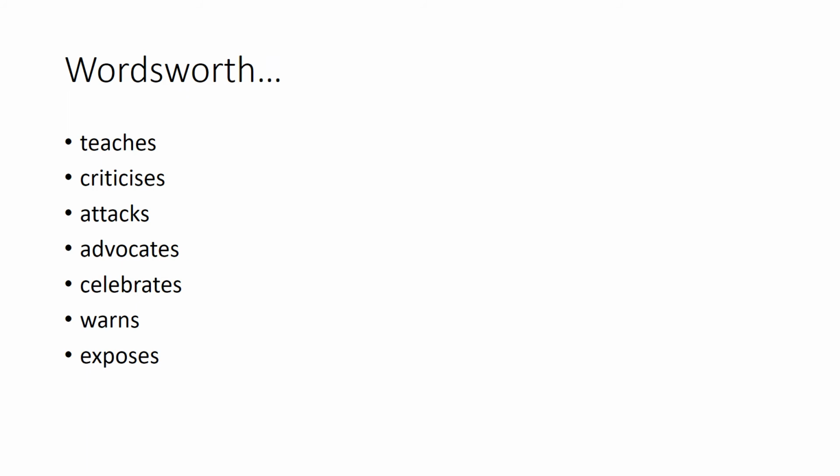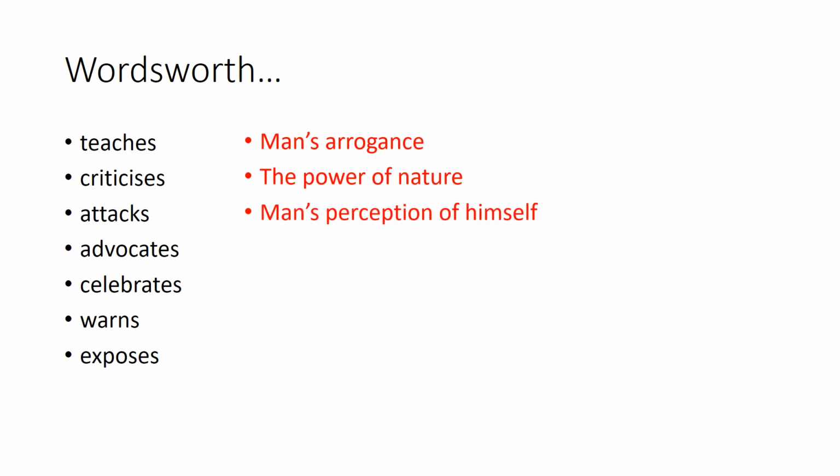Right, so let's have a look at how we'd approach it with Extract from The Prelude. So some of the things that we could talk about with that poem. So what is it trying to teach us? So one, it could be teaching us about man's arrogance, how man thinks he's in control when in reality he isn't. The power of nature, how powerful it is. Man's perception of himself. So how does he view himself? Does he view himself differently to others in society?